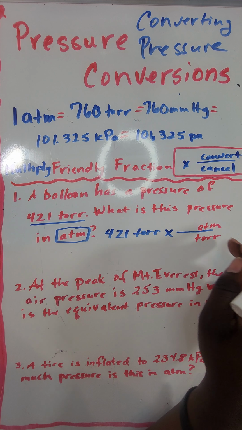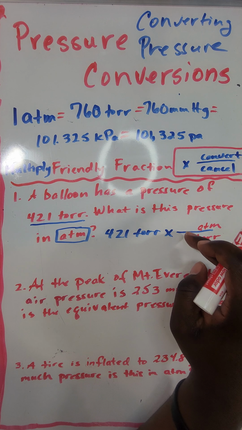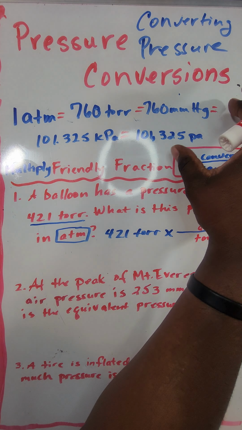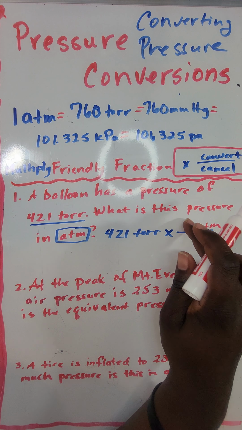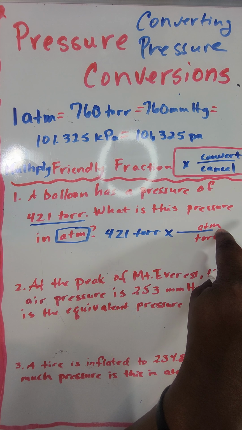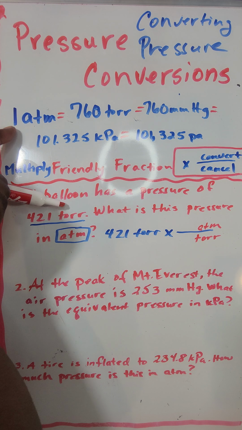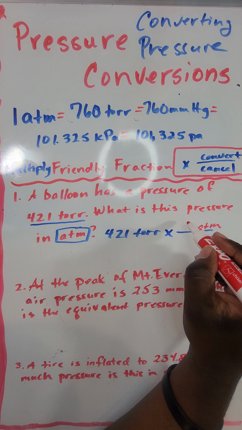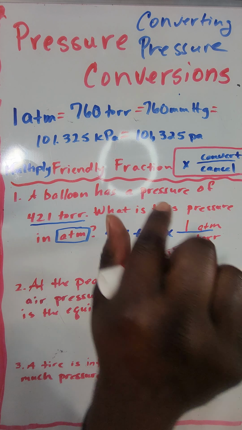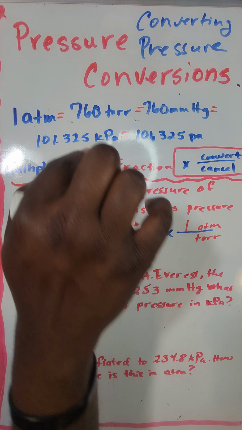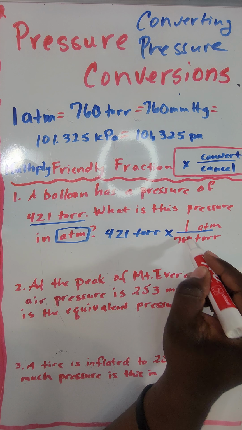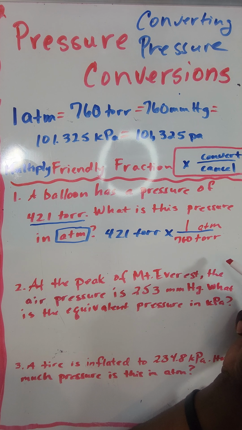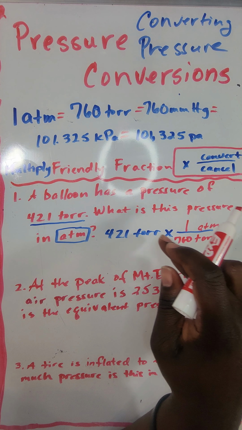Now in order to finish this problem, we have to have numbers. Where did these numbers come from? We're going to look back up here where it showed how they were equivalent and put the numbers that match with the unit. So if I see ATM, I'm going to take the number that's in front of it, which is 1. With torr, I see torr 760. I'm going to take the number that's with the unit and put that here. So at this point, torr on the bottom, torr on the top, so they'll cancel.